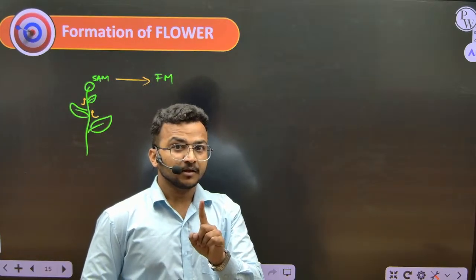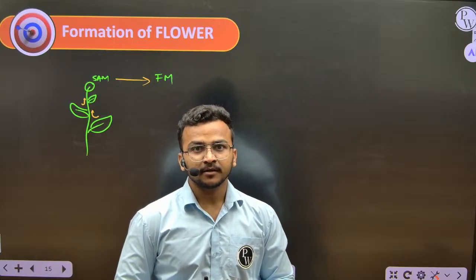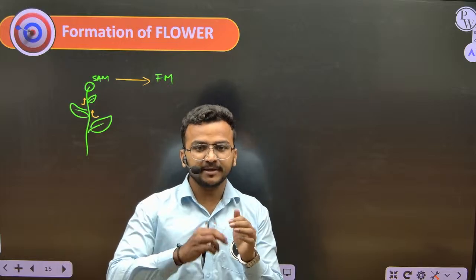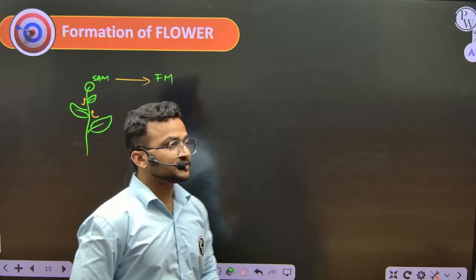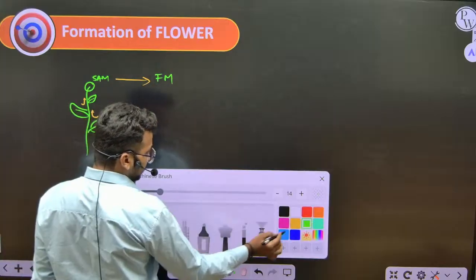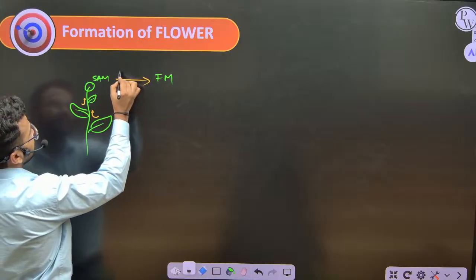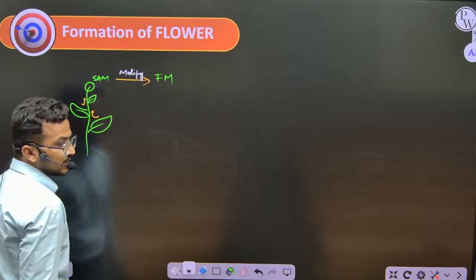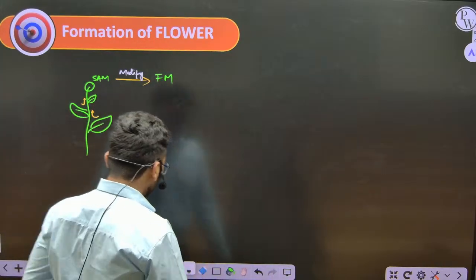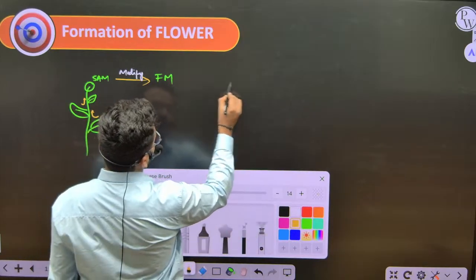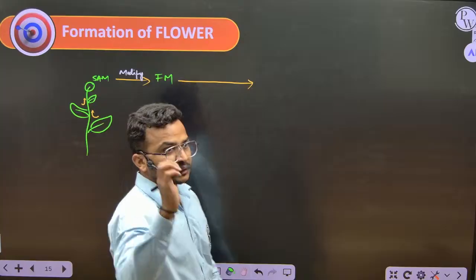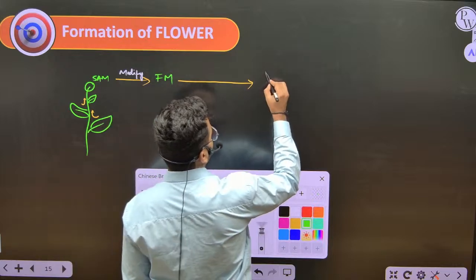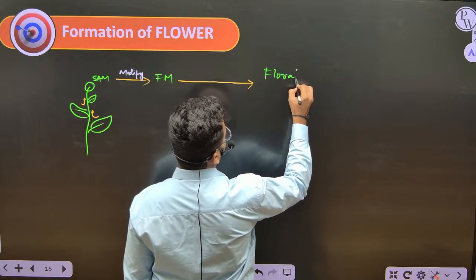Before the formation of a flower, the cells will be in a meristematic condition, showing division. That is the floral meristem. There is no big change, only a modification. So the shoot apical meristem will modify into floral meristem. Now this floral meristem will undergo some structural and hormonal changes to make the floral primordium.